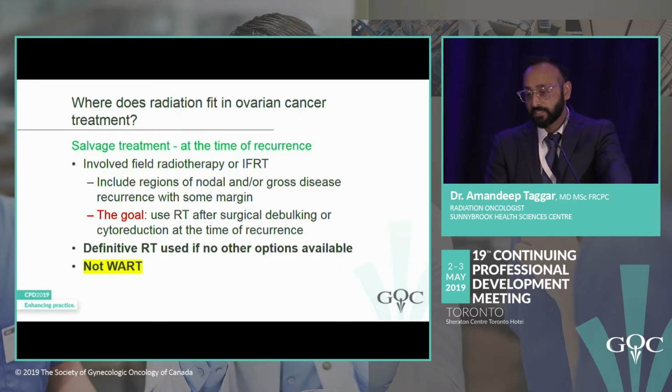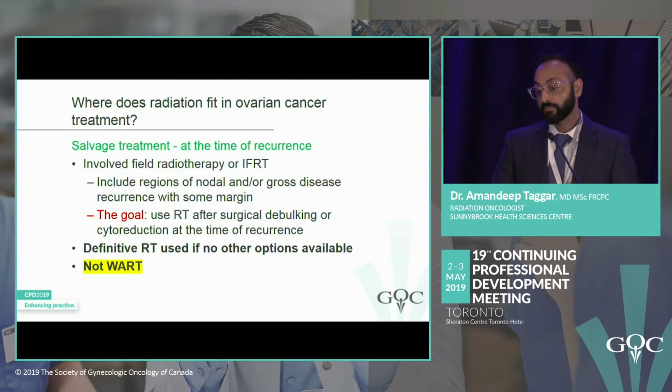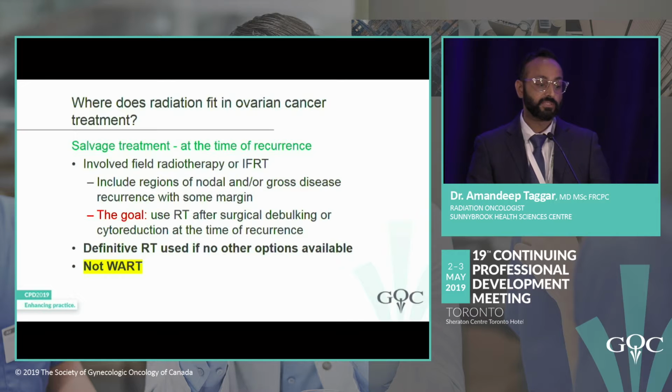And how do we deliver radiation, rather than whole abdomen, this time? We talk about involved field: only the areas where there's a risk of a recurrence after the surgery, or in the area where the surgery cannot be done. So those are the involved fields. This may include nodal regions. For example, if there's a pelvic node, you want to irradiate the entire pelvic nodal chain, that would be involved field radiotherapy. And the goal is really to use radiation after you've done surgical debulking or some cytoreductive technique using some chemotherapy. This is definitely not whole abdominal radiotherapy though.